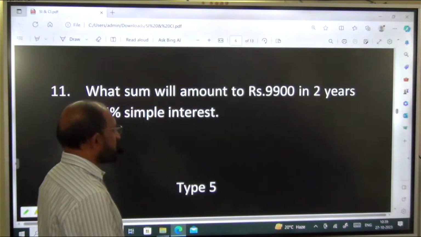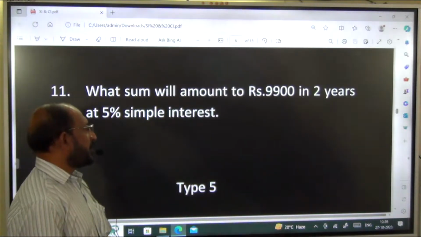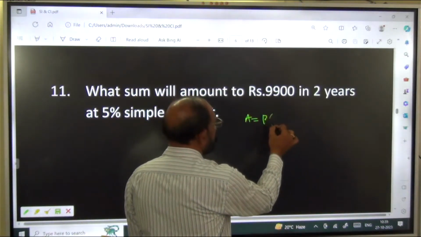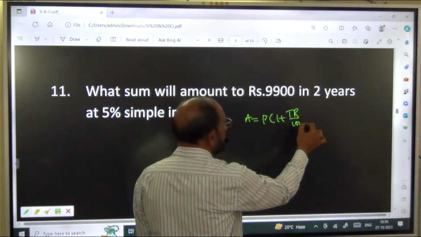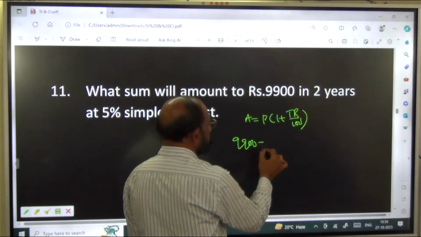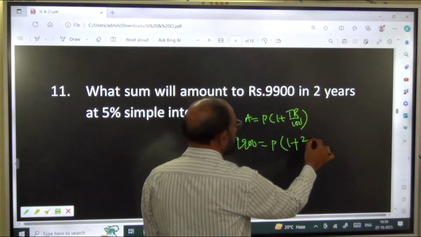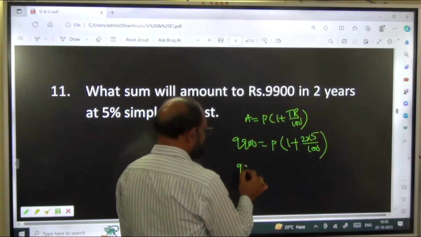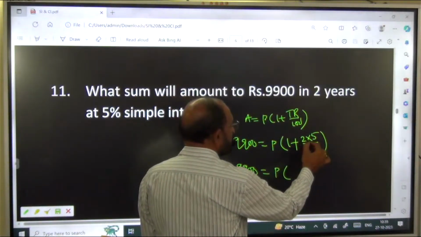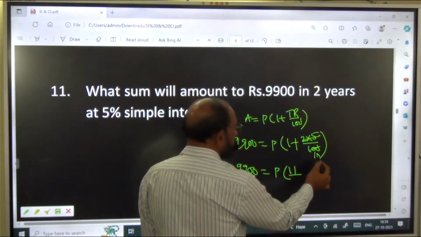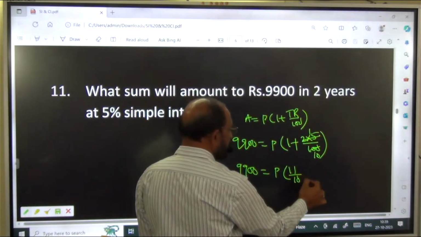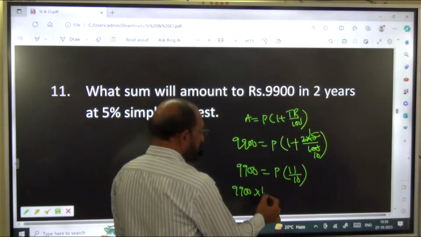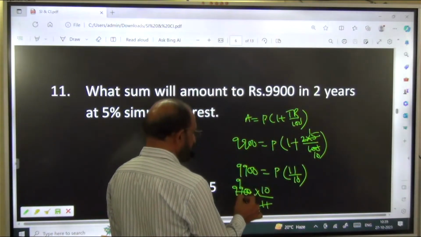What sum will amount to 9,900 in 2 years at 5% simple interest? What to take? Amount is equal to P into 1 plus TR by 100. So 9,900 is equal to principal into 1 plus 2 into 5 by 100, which is 1 plus 10 by 100, that is 11 by 10. It becomes 9,900 into 10 by 11.